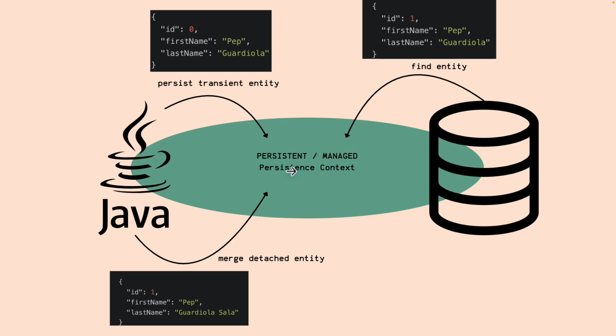And so an entity that is a transient entity getting persisted to the context, or a detached entity getting merged to the context, or any entity that gets found from the persistence unit and is written into the persistence context is called persistent or managed. So an entity that is inside the persistence context is persistent or managed. It means the same thing. And last but not least, we can also remove an entity from the persistence context.